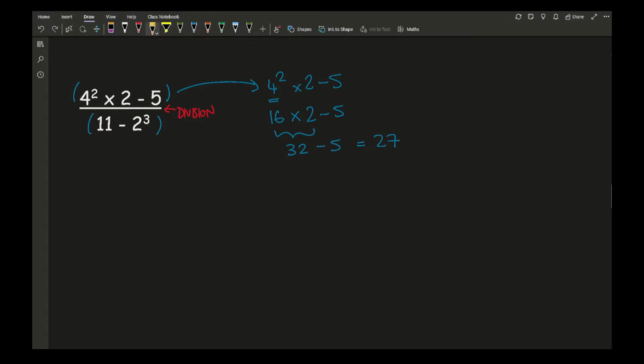And then working with the denominator, here we've got 11 minus 2 cubed. So again, I'm going to do the power first. So that's 11 minus 8, which gives me 3. So combining the two questions together, I've got 27 over 3. And then I can write down my final answer, which gives me a final answer of 9.